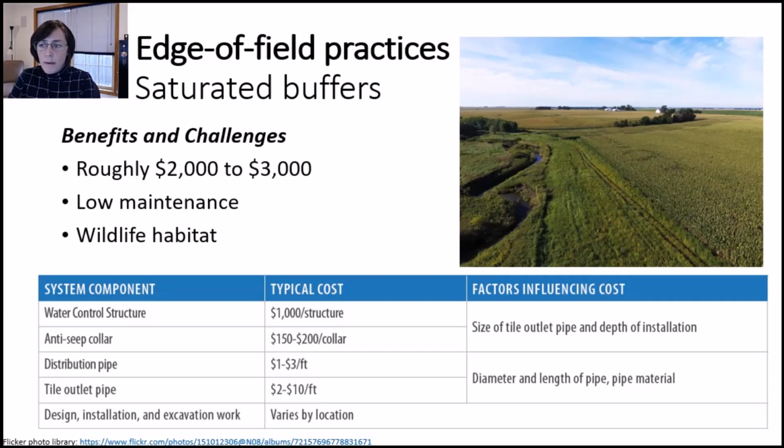It's a relatively low maintenance practice. This can actually be a set it and forget it type practice. So you would install it, and then there's not a lot of management or maintenance that has to be done. With a control structure life of relatively 10 to 15 years, you'd be good for 10 to 15 years. You would just maintain your buffer like you would any buffer.